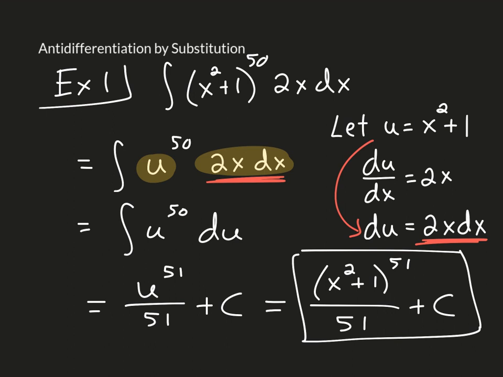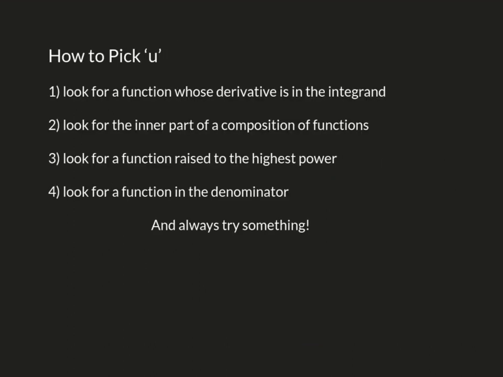Looking at that whole process, the one thing that got it all started was me defining u to be x squared plus 1. So let's look at why I chose to do that. When you're picking u, you have a few different options. This really is like a puzzle that you're putting together. Look for a function whose derivative is in the integrand. For example, on the last one, we had x squared, which became 2x.